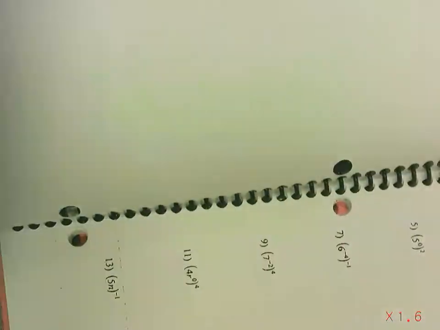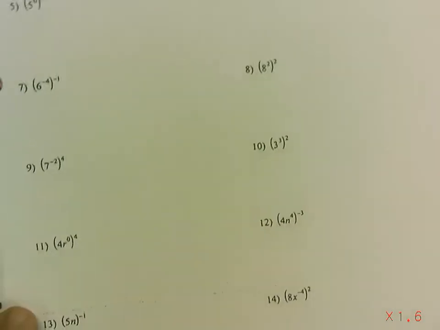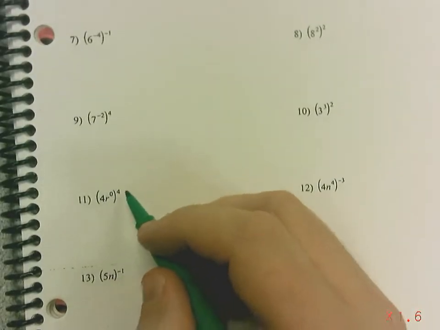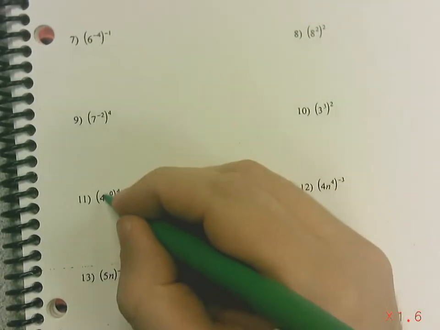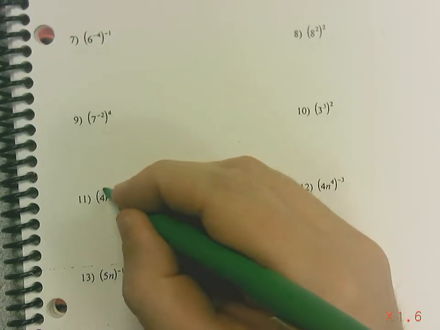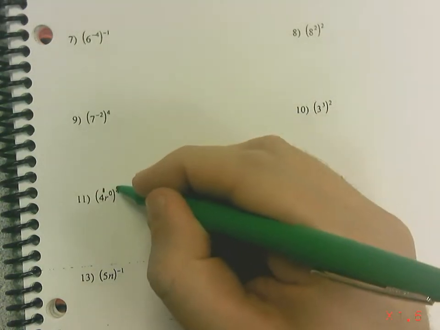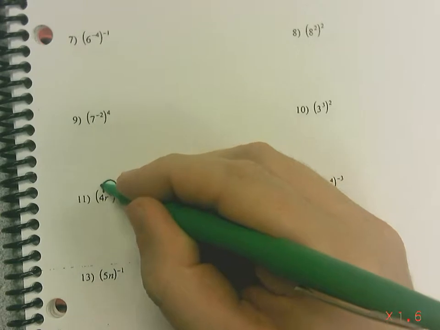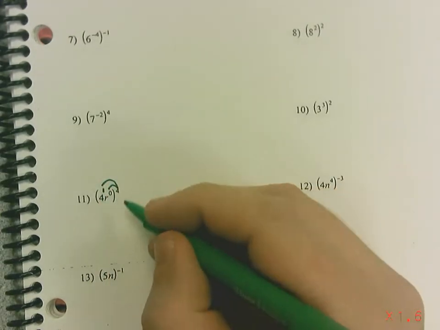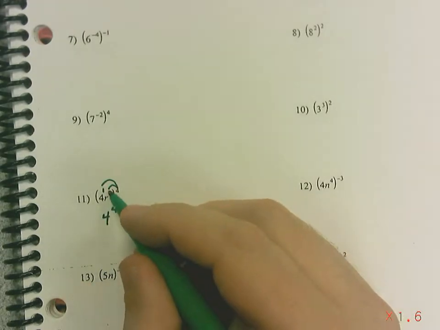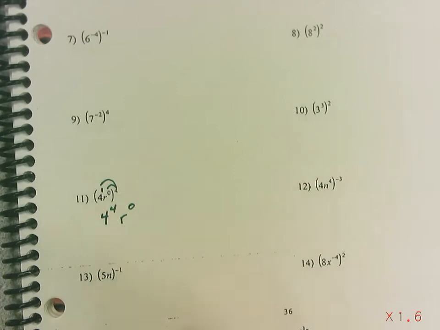Okay, then let's look at some more examples. Let's do this one first. If I look at this one, there's 2 terms inside here. I've got a 4 and then an r to the 0. This 4 doesn't have an exponent there, so you know it has that invisible 1 exponent next to it. So again, power of powers, you're going to distribute that 4 to both terms. So 4 times 1 is 4, so I've got 4 to the 4th power. And then 4 times 0 is 0, right? So I have r to the 0 power.